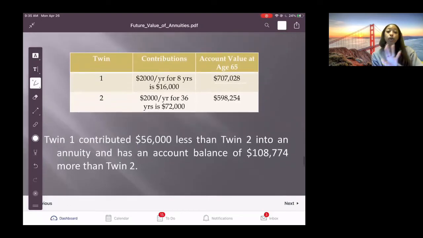All right. Any questions about this little summary at all? All right. Oh, the exact value. So twin one contributed $56,000 less than twin two, but ends up with $108,000, almost $109,000 more than twin two at retirement.